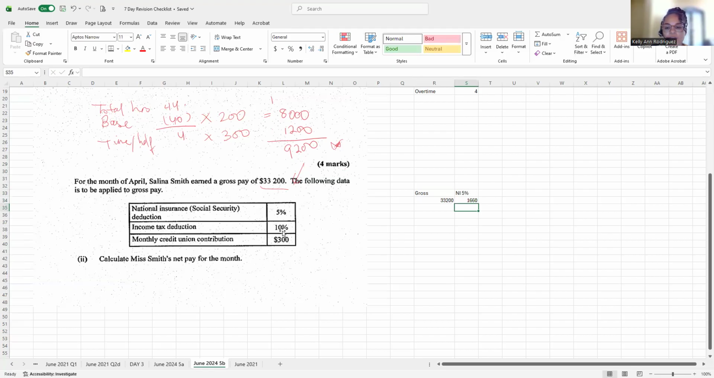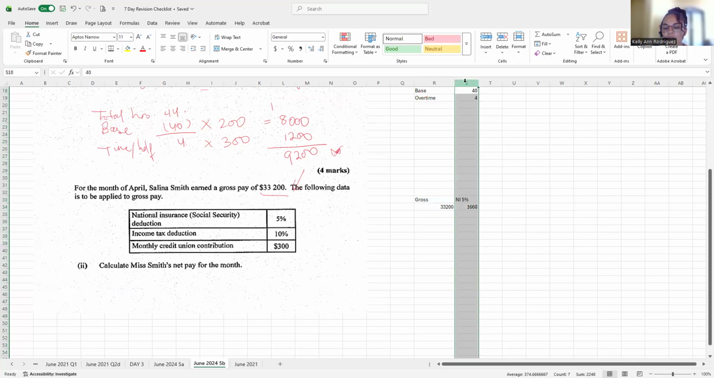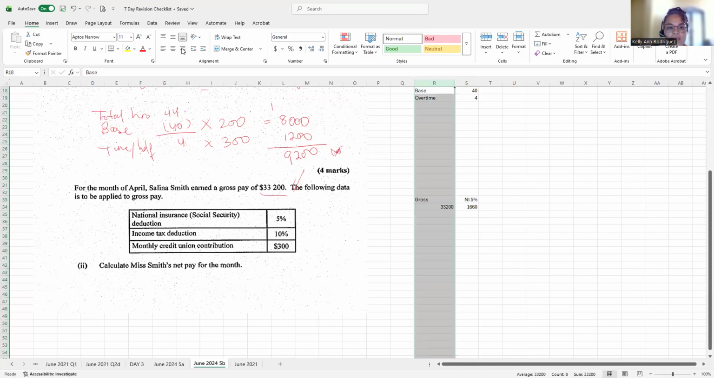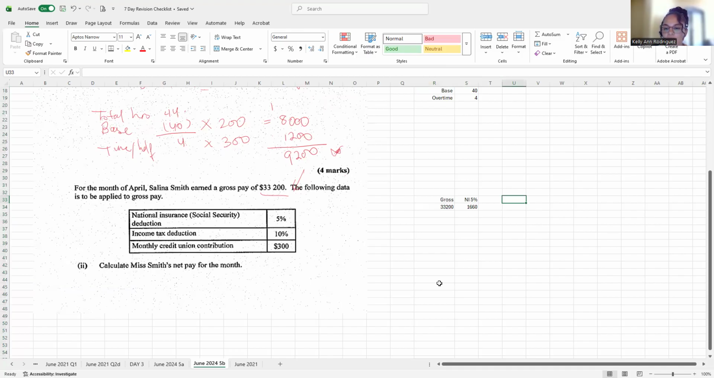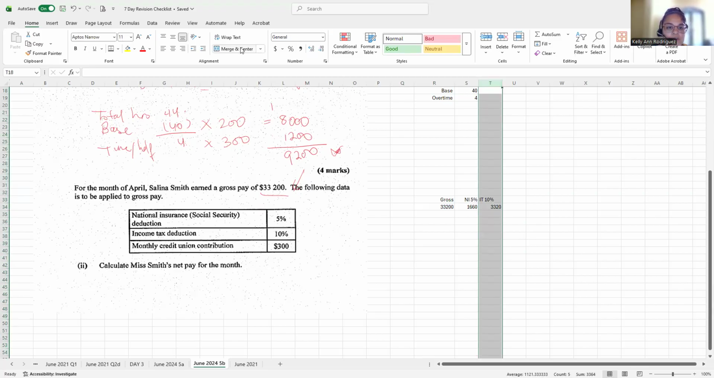Income tax deduction is 10%. What are you deducting the 10% from? Are you going to minus NIS and then calculate the income tax on the remaining amount? No, they did not say that. They just say income tax deduction is 10%. So you do income tax 10% and you calculate the 10% on the gross as well, which is 3,320.